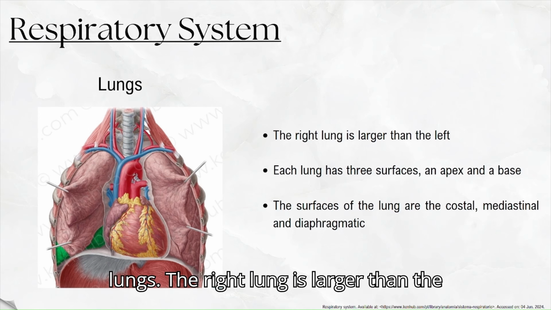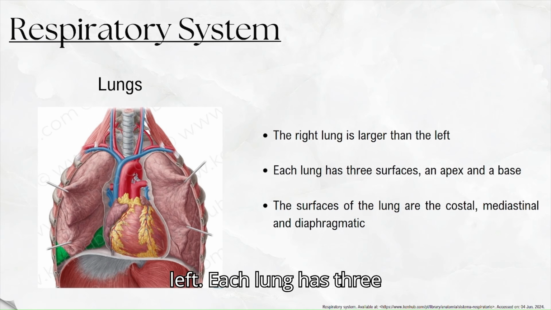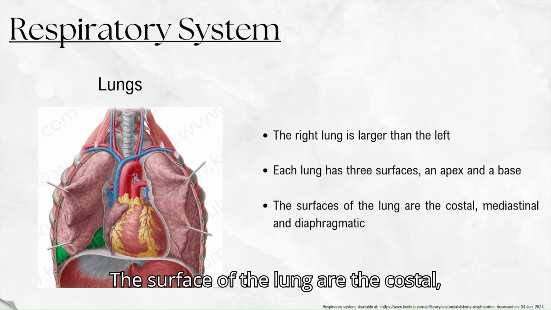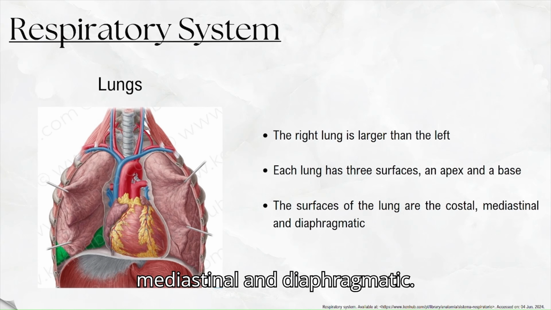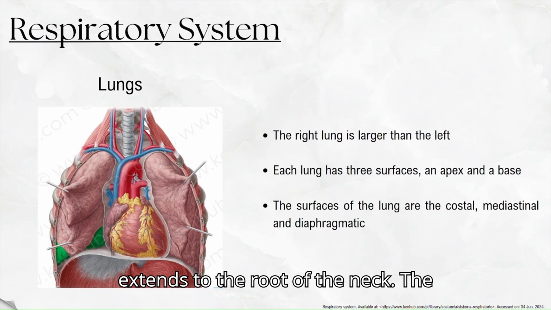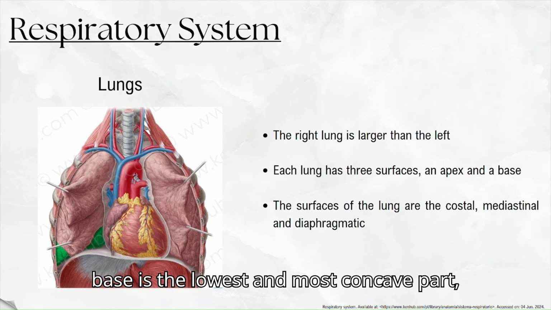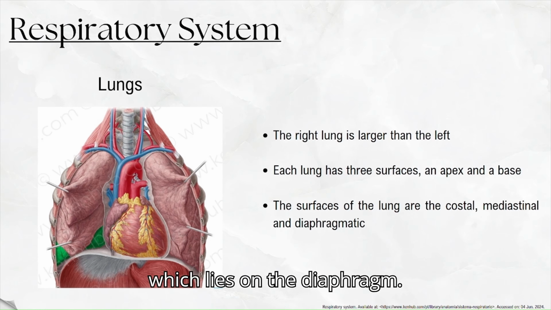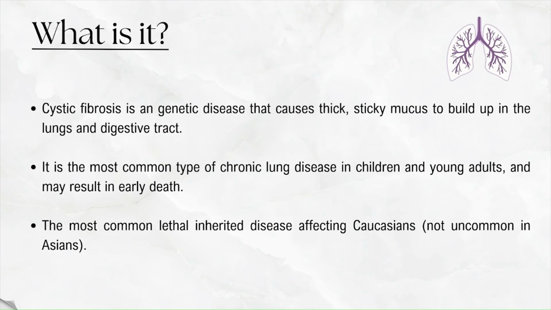About the lungs, the right lung is larger than the left. Each lung has three surfaces, an apex and a base. The surfaces of the lung are the costal, mediastinal, and diaphragmatic. The apex of the lung is where the mediastinal and costal surfaces meet, and is also the most superior portion that extends to the root of the neck. The base is the lowest and most concave part, which lies on the diaphragm.